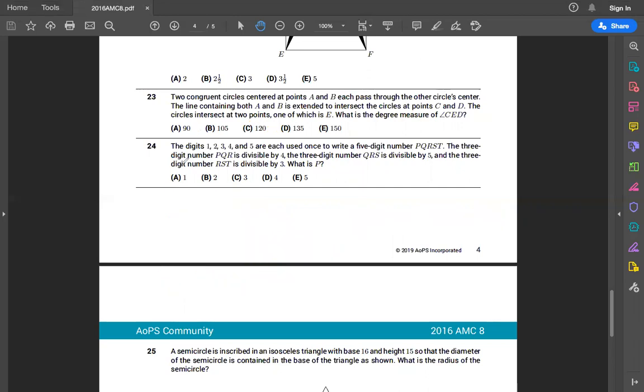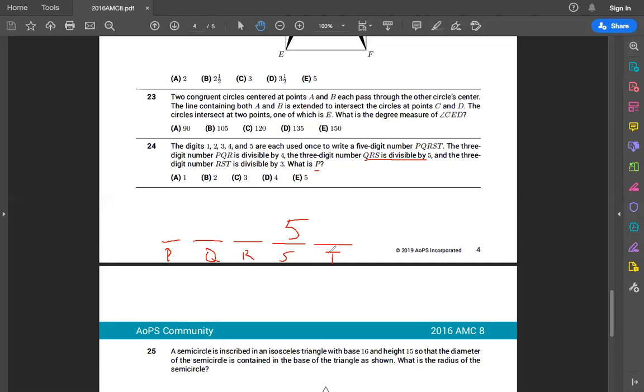Problem 24. We're told that the digits 1 through 5 are each used once for a 5-digit number, and we want to know P, but we're also given a few restrictions. P is the first number. We're told that PQR is divisible by 4, QRS is divisible by 5, and RST is divisible by 3. The one that's most interesting here is QRS divisible by 5, because that immediately tells us that S has to be 5.